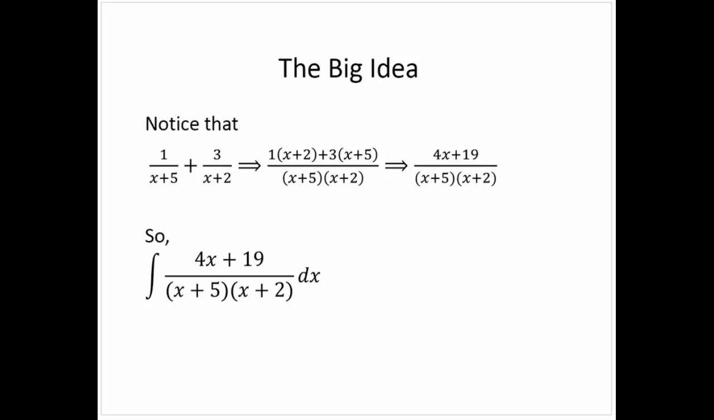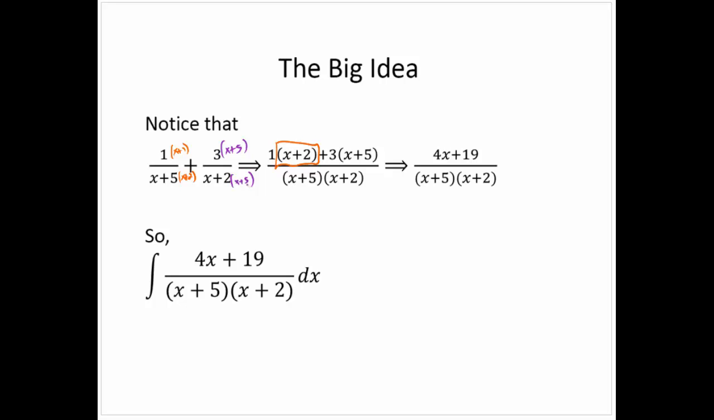Notice that 1 over x plus 5 plus 3 over x plus 2, to add those fractions we have to find a common denominator, which would be x plus 5 times x plus 2. We build up each of the fractions appropriately. So that's where this x plus 2 comes from. I'd have to build up the first fraction with a factor of x plus 2, and I'd have to build up the second fraction with a factor of x plus 5. That gives me a common denominator, and now I can add the fractions together, and after simplification we end up with 4x plus 19 over x plus 5 times x plus 2.